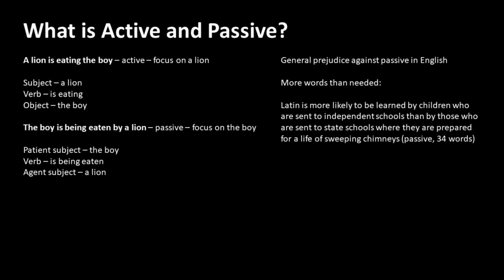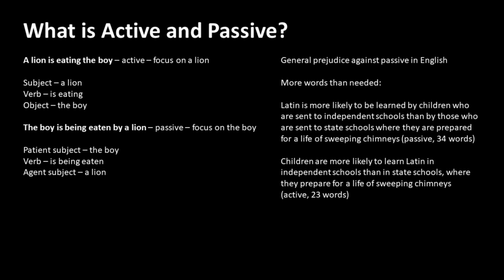If you rewrite the sentence in the active voice, you get this. Children are more likely to learn Latin in independent schools than in state schools, where they prepare for a life of sweeping chimneys. There you have the same said in 23 words, 11 words fewer, about a third down. And it is a much crisper sentence. It's a sentence which is much more easy to understand.